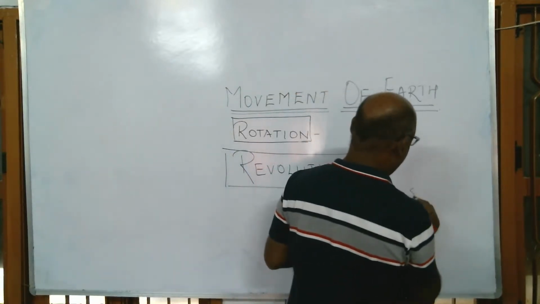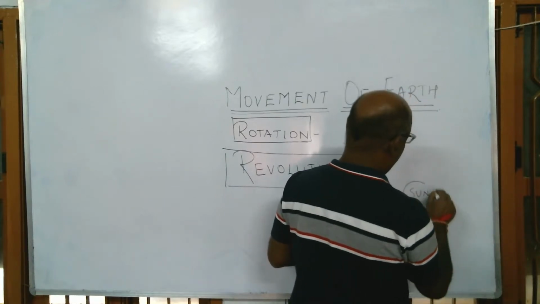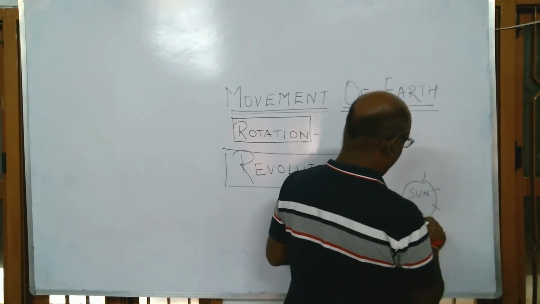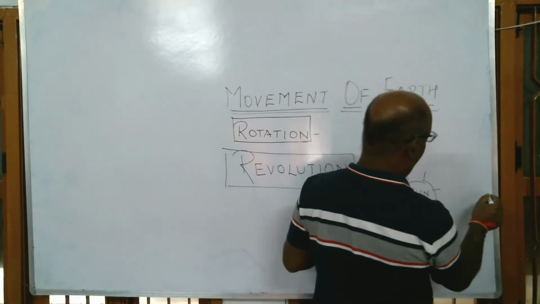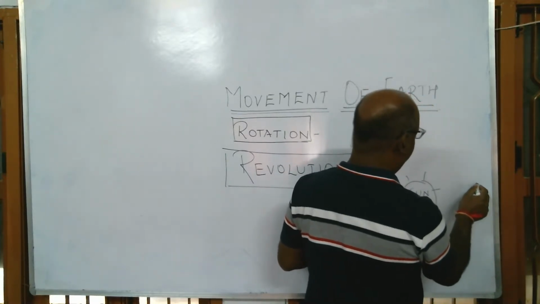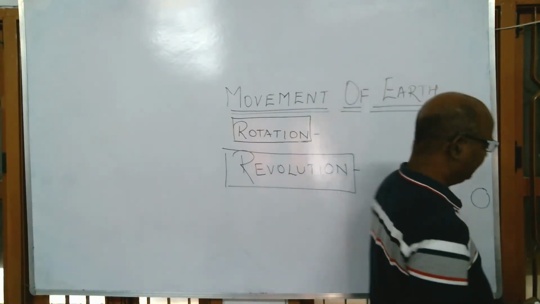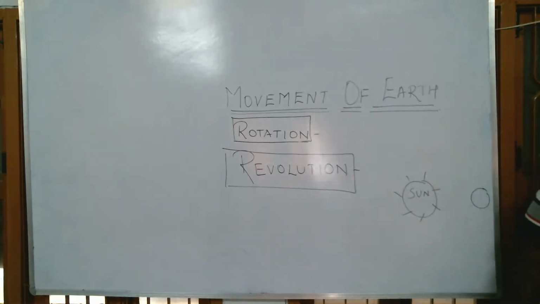Now, for example, the Sun is in the center here, and the path of the Earth is around the Sun. Okay. Now it is moving in an elliptical orbit around the Sun. That is revolution. Okay.